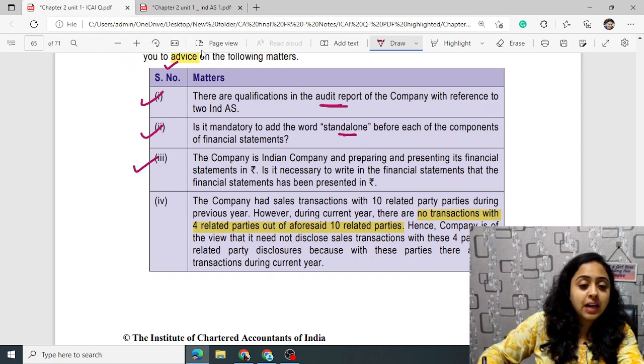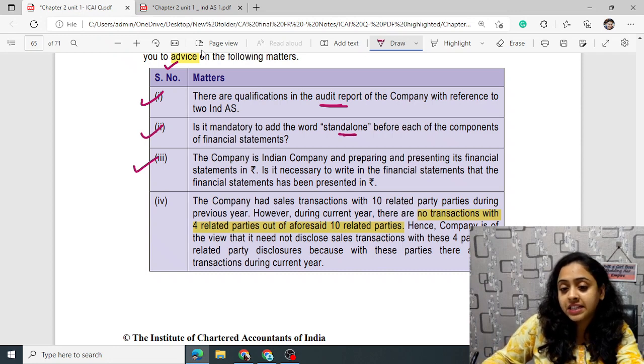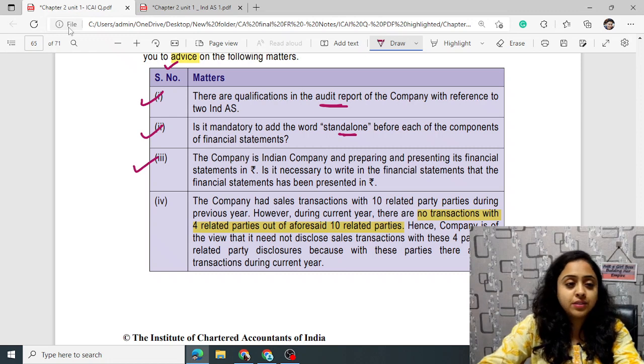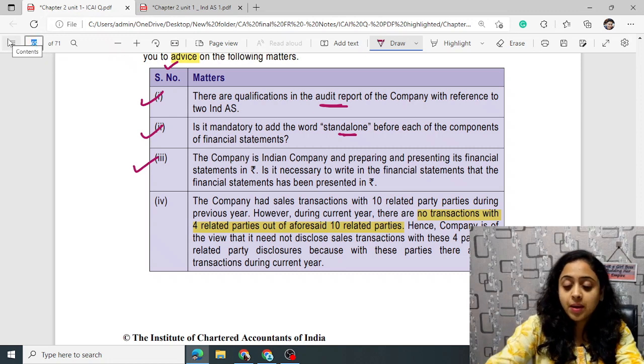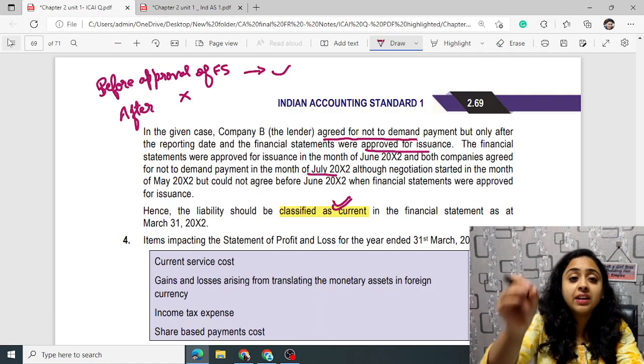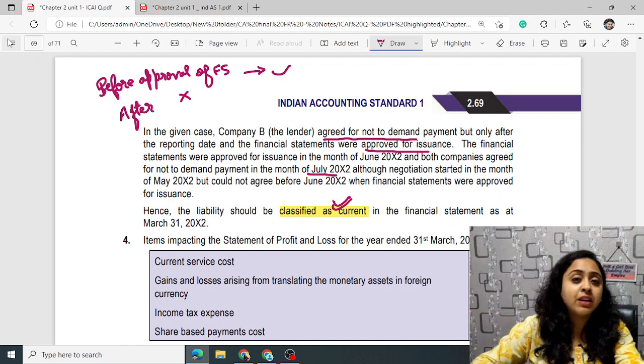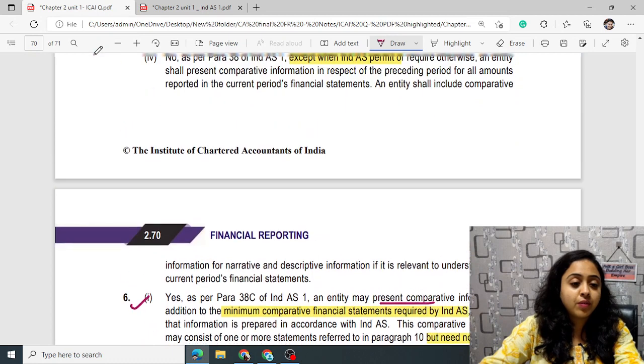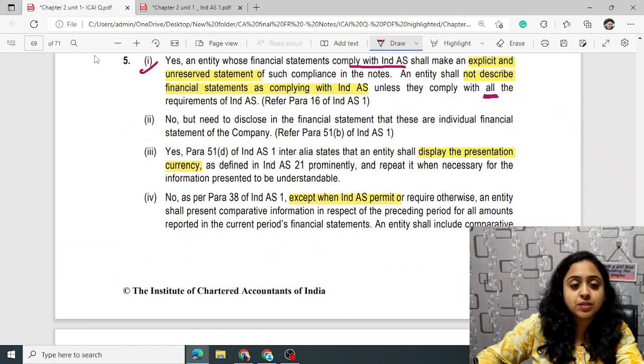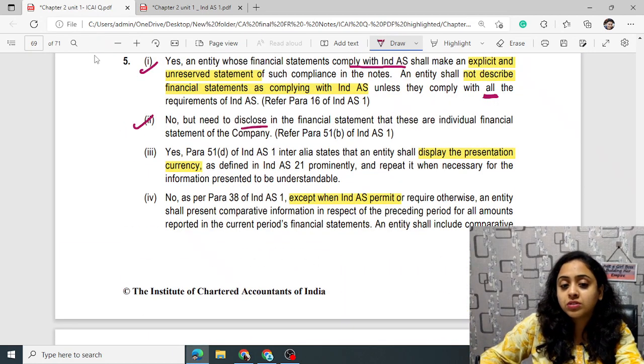Next, the company is an Indian company and preparing and presenting its financial statement in rupee. Is it necessary to write in the financial statement that the financial statements have been prepared in rupee? I don't think so. But at the top of every column, you always write rupee in lakhs. You can mention that if required. Okay. Fifth, 2 and 3 we will be solving. No, but no need to disclose in the financial statements that they are individual or standalone.